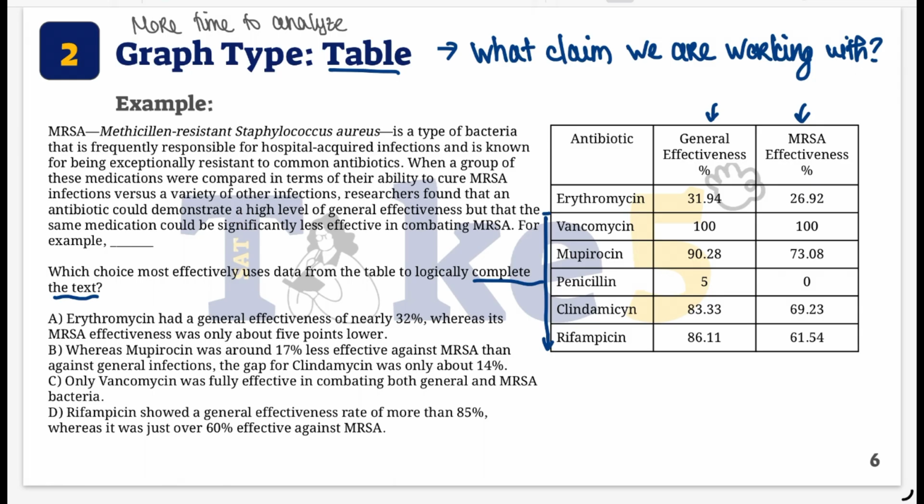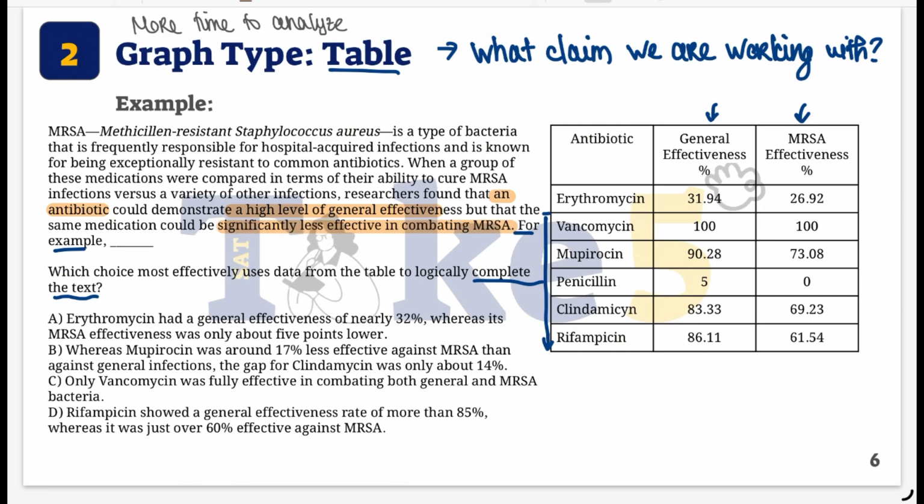it is not a conclusion that we need to infer from, but an example to illustrate a point. So what is the point? We need to read backwards a few lines, and there it is. An antibiotic, the subject we probably need to find since it's not defined, has a high level of general effectiveness, but significantly low MRSA effectiveness.